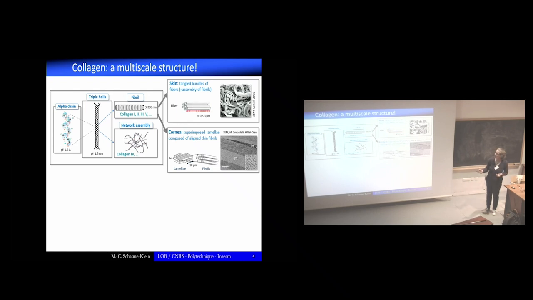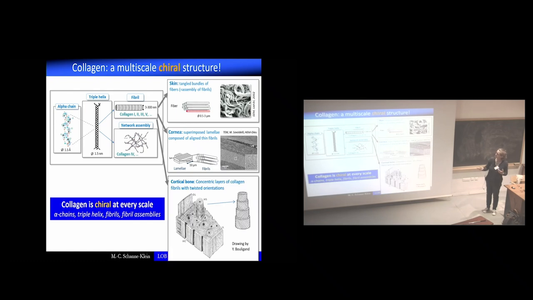Moreover, it's a chiral multi-scale structure because you have chiral alpha chain, triple helix. The fibers may be also slightly twisted. And also at the scale of the tissue, for example, in cortical bones, you may have concentric layers of collagen fibers with twisted orientations. So what are the biological issues for collagen?